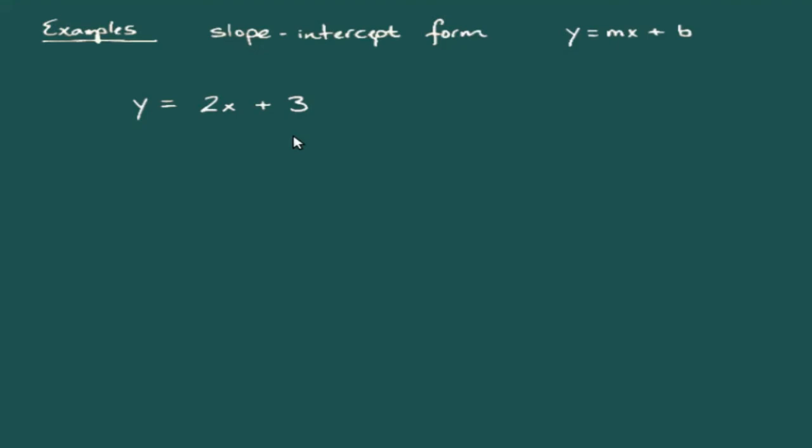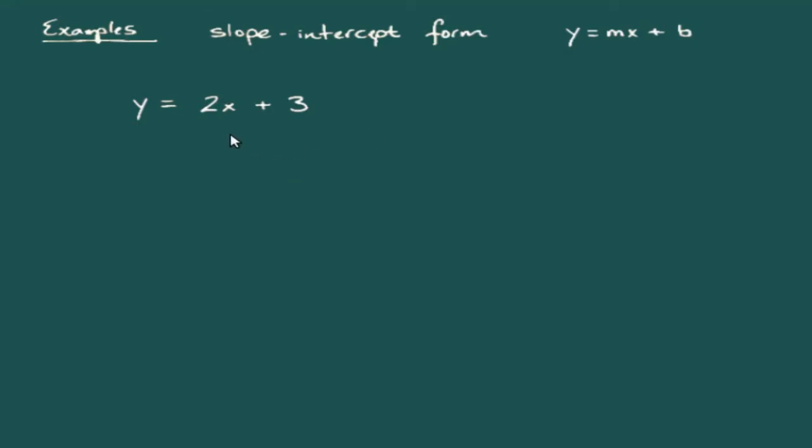And again, what is making this form this form? It's the fact that we have y all by itself. So y is all by itself on one side. And over on the other side, we have some number times x, either plus or minus some other number on the end. And so what makes the form is exactly that: y is all by itself on one side, and on the other side, we have some number times x plus some other number.